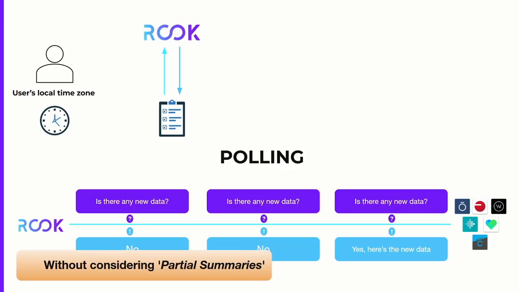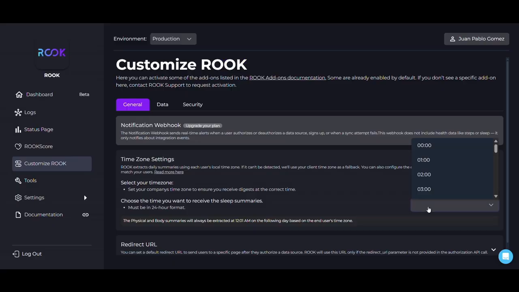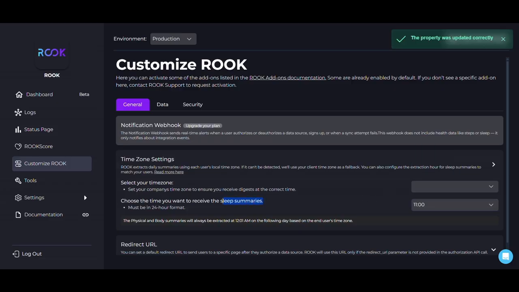Without considering partial summaries, physical summaries are extracted at 12:01, 1 minute after midnight, in the user's local time. Sleep summaries are extracted at 12 o'clock, noon, in the user's local time. Clients can request custom extraction times if they have specific needs. This customization applies only to the sleep summary and will always operate according to each user's local time zone.